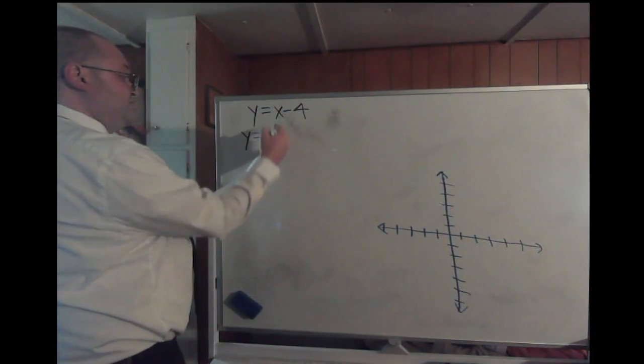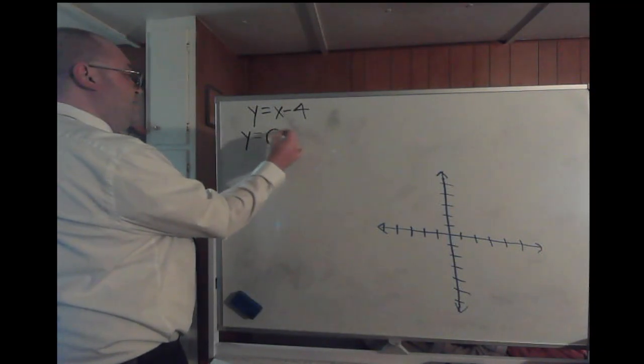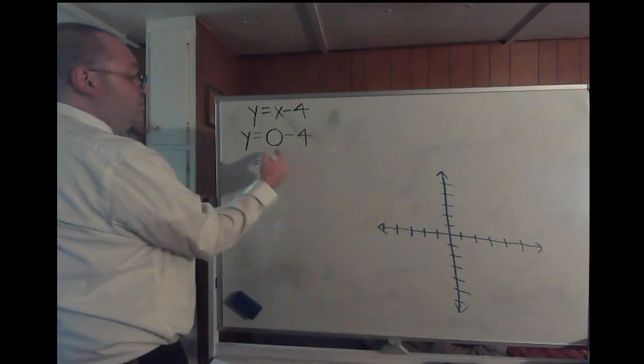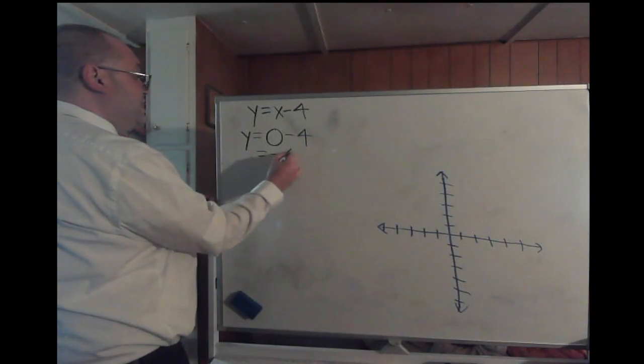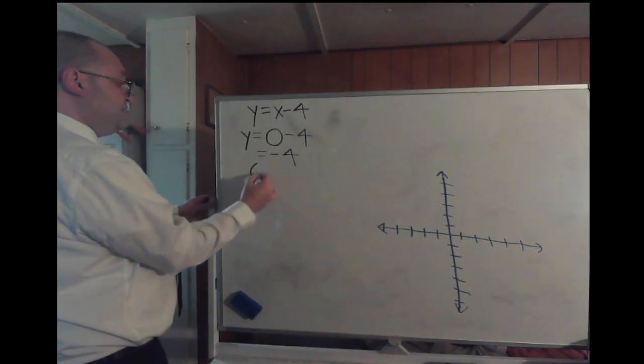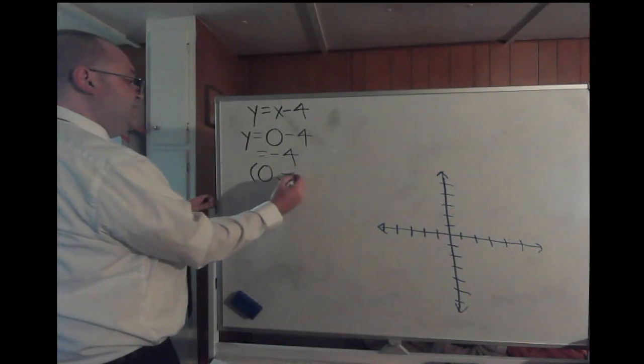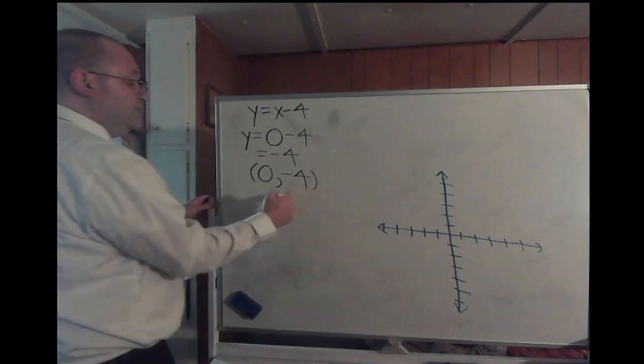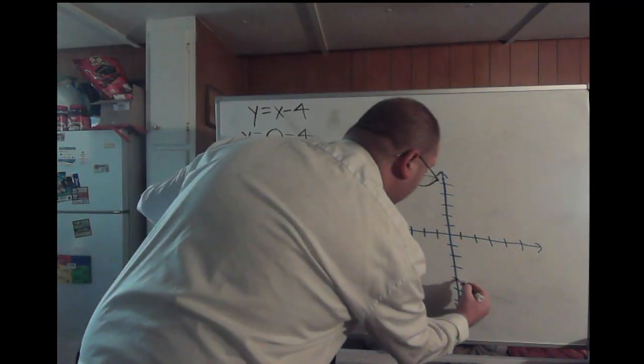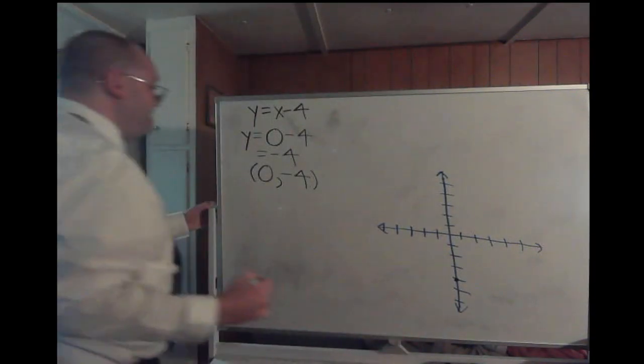So when x equals 0, we'll put in that value for x. You'll have 0 minus 4. Well, 0 minus 4 happens to equal negative 4. So when x equals 0, y equals negative 4, you'll get the point (0, -4), which will be down here.